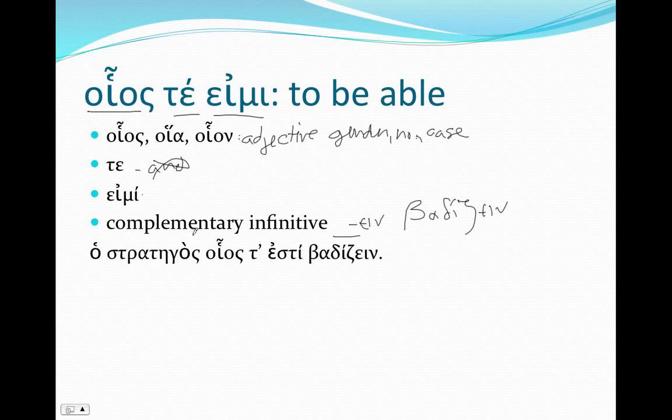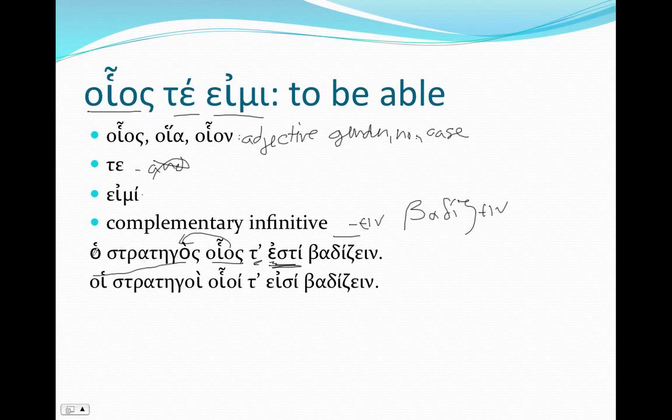Ὁ στρατηγὸς οἷός τ' ἐστὶ βαδίζειν. Remember, most of these forms of εἰμί begin with a vowel, and τε ends with a short vowel, so we've got elision there. So ὁ στρατηγὸς οἷος, in this form because it's modifying the singular στρατηγός. Τε, ἐστί, it's third person singular because στρατηγός is third person singular. Βαδίζειν. The general is able to walk.